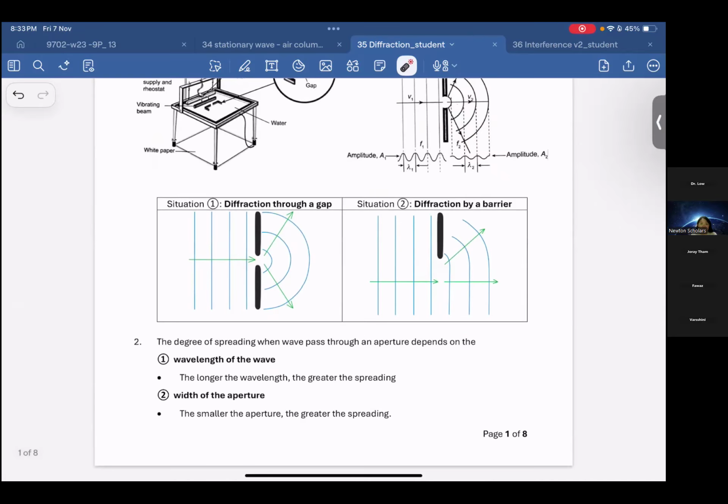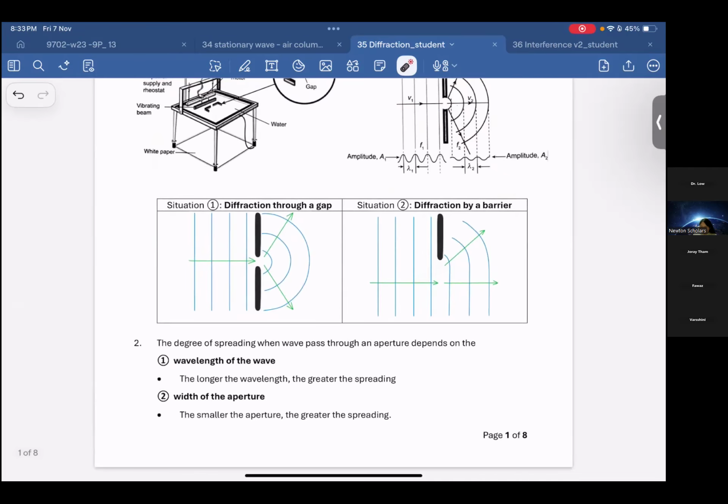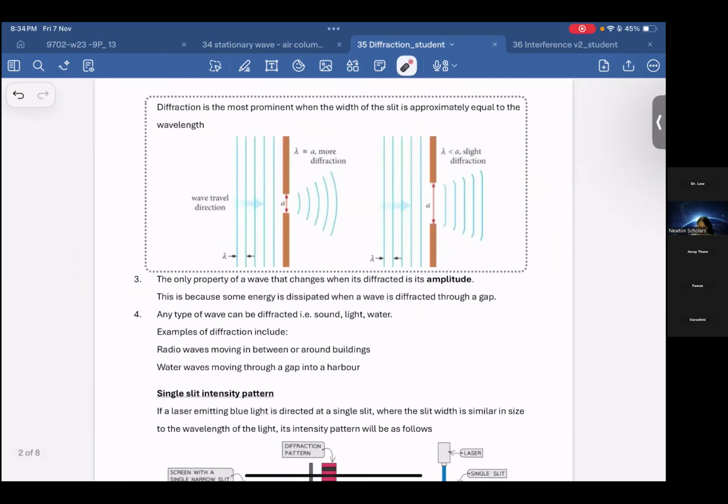Okay, so at here, these are the two patterns about the diffraction effect. So at here, degree of spreading. Spreading out, we want to spread more. So first, longer wavelength. Second one, smaller gap size. Okay, how am I going to remember? We look at this one.